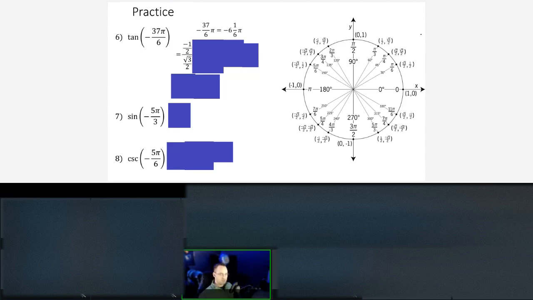All right. And then once you have those values, tangent is y over x. So that is why we have negative 1/2 over radical 3 over 2.